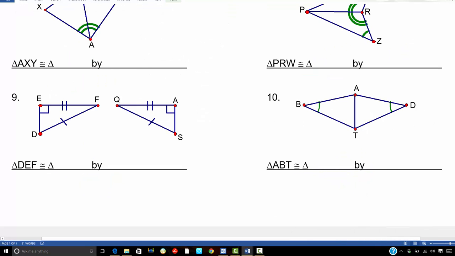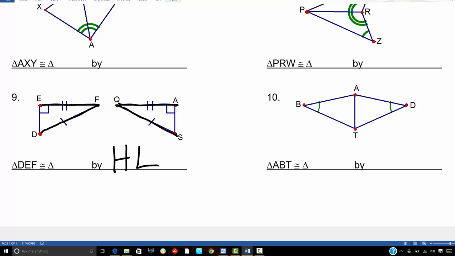Final couple. Again, I skipped a couple, but number 9. Try number 9 if you haven't already. We've got 2 right triangles. You should recognize that those 2 triangles are congruent by HL. They're right triangles. The longest side, the hypotenuse, is congruent with the other hypotenuse, and then one of the legs is congruent with one of the legs in the other triangle. So those 2 triangles are congruent by HL. I'll let you fill in the congruent statement.